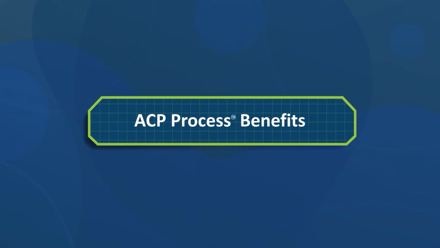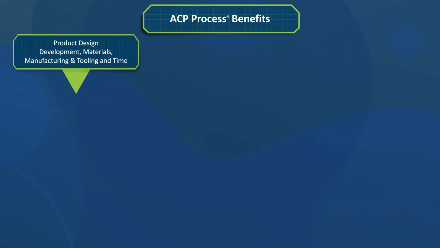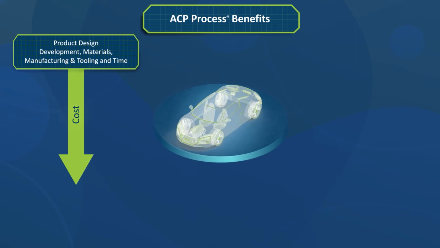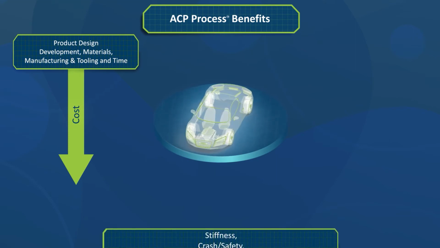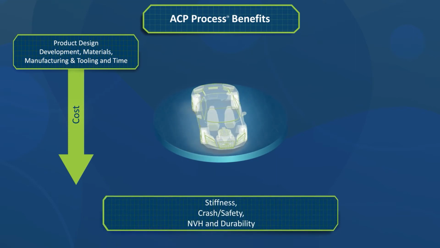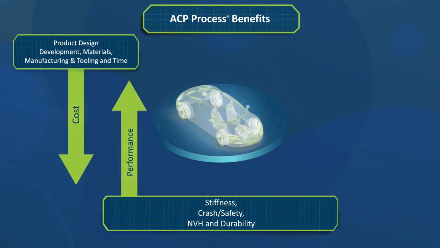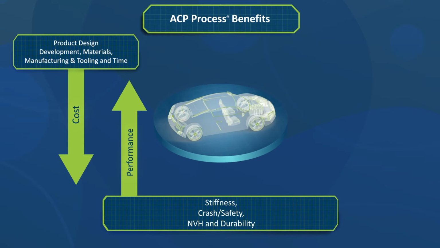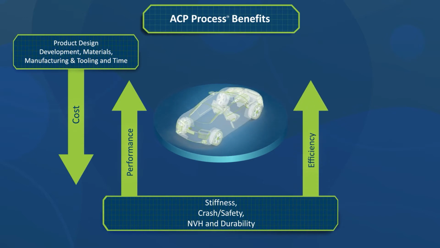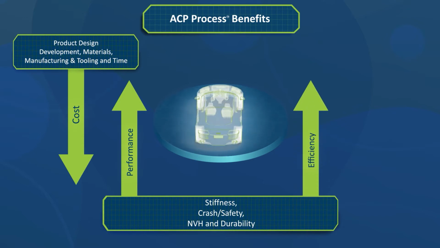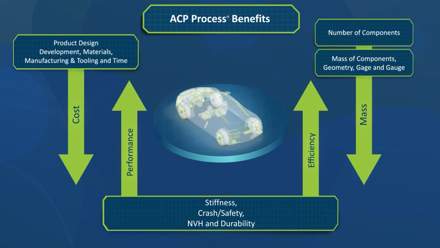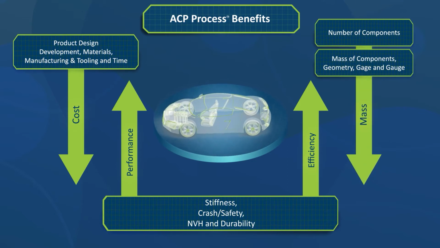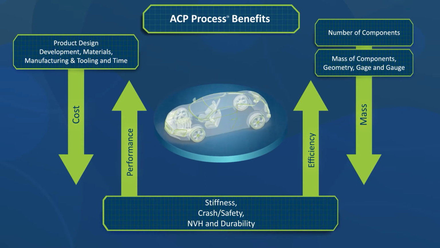ACP process benefits: cost reduction with resources, product design and development time, manufacturing, tooling, and material costs. Multidisciplinary loading contributes to the following attributes: stiffness, crash safety, NVH, and durability. The design will meet the targets based on requirements, not the prediction. Product mass is reduced since non-essential components would not be designed, and all the parts are created based on the balance of 3G.